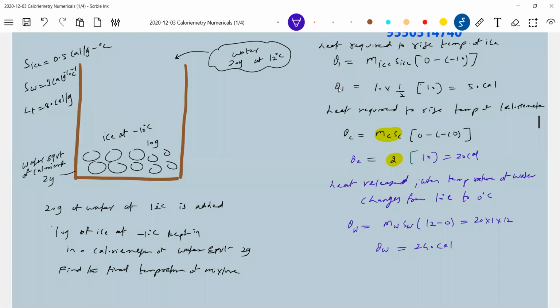Is it that all the ice will melt? We don't know. So, heat required for all ice to melt. Let's cross check. We don't know whether the whole ice will melt or a part of the ice will melt. We don't know that one. So separately we should calculate here.